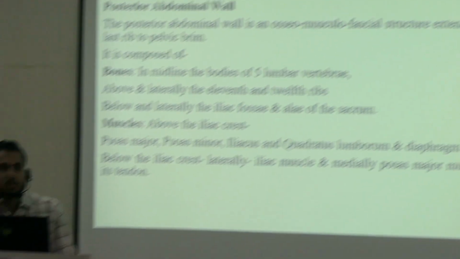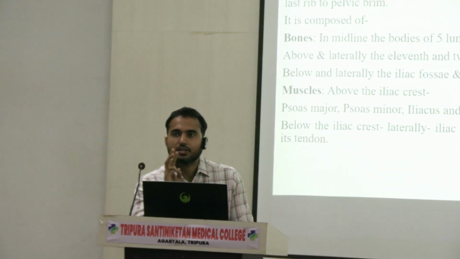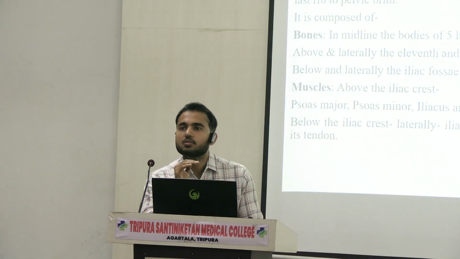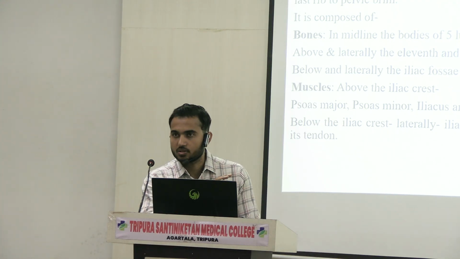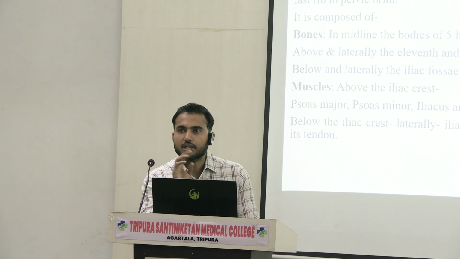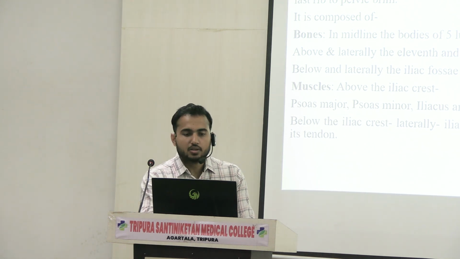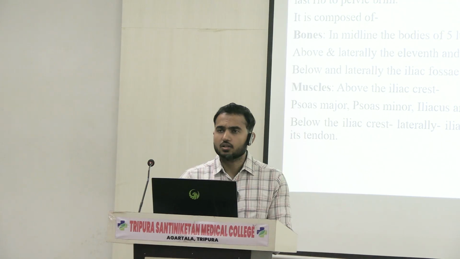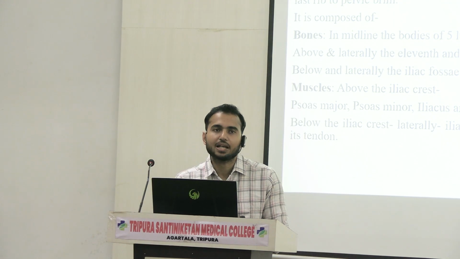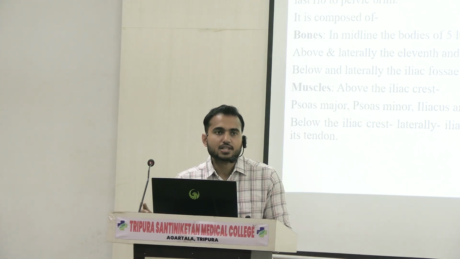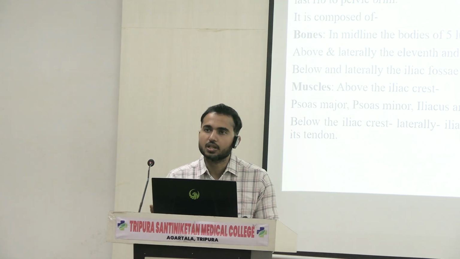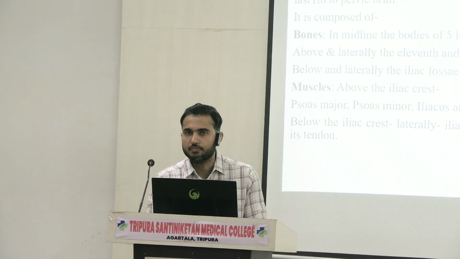Along with that, we have some contents. What is the list of contents that we will discuss, I will show you, don't worry, but these are the main contents. Now, if you see the extent of the posterior abdominal wall, from where to where is it extending? From the last rib. Last rib means which number? The 12th rib. So it is extending from the 12th rib to the pelvic brim.